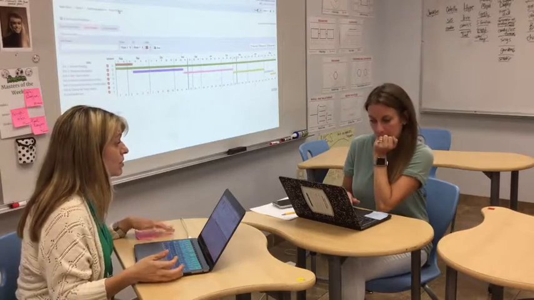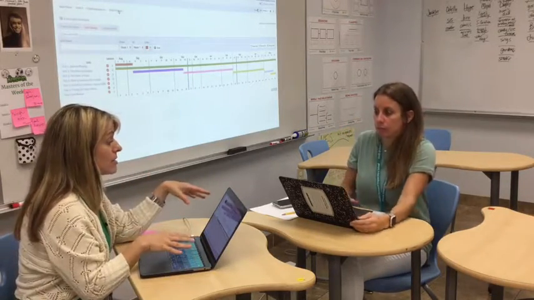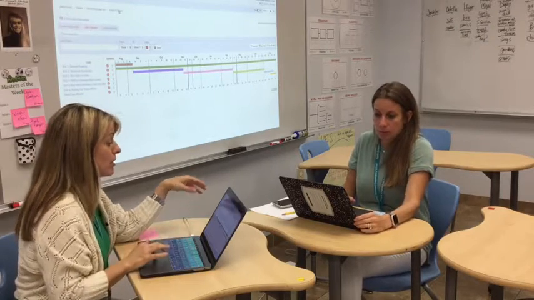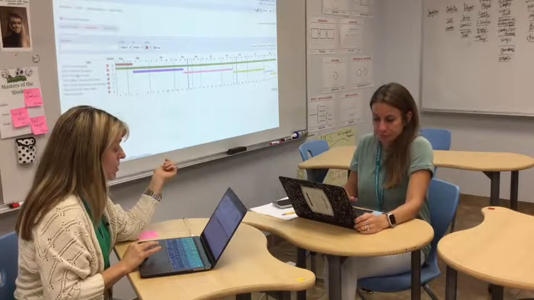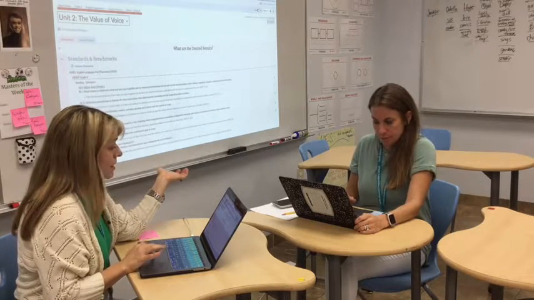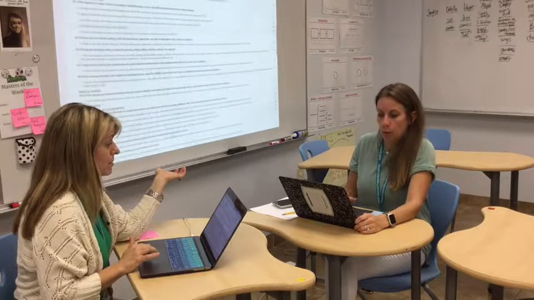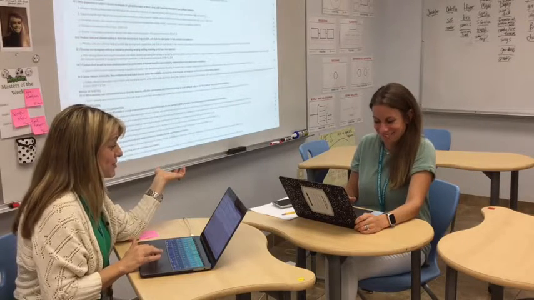Yeah, and we don't usually do this before. This is kind of new for us, to use Atlas as our place for our UbD to plan our units out. Right. So let's go into where it says Unit 2, the value of voice. The first thing we need to think about is all of these standards. Yeah, there's a lot.